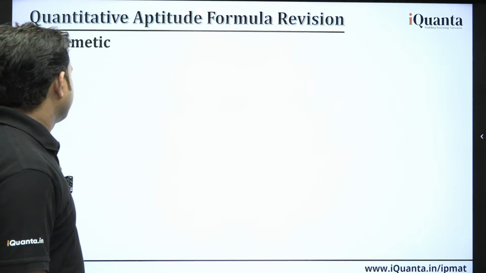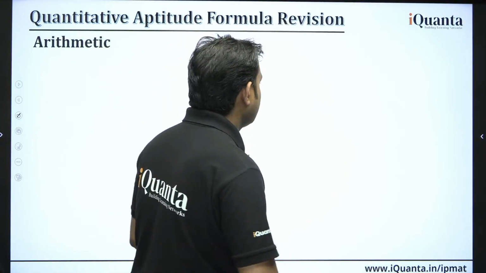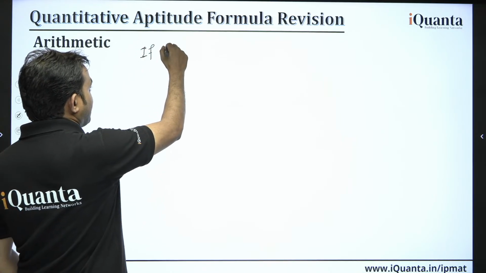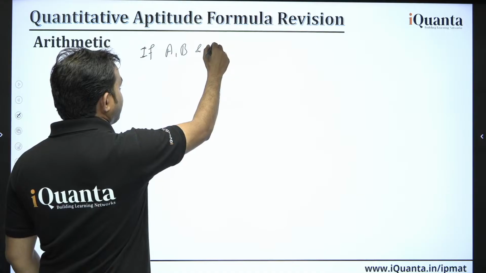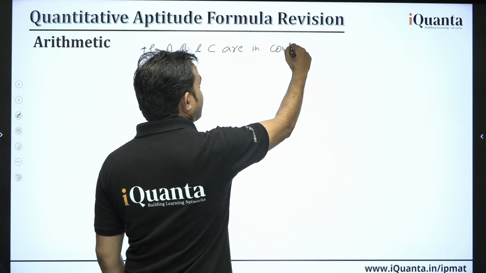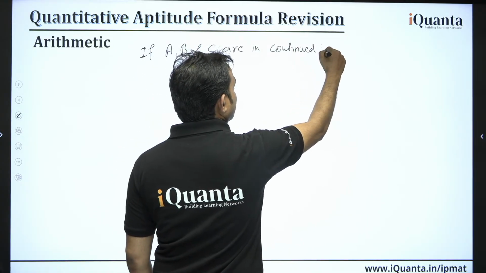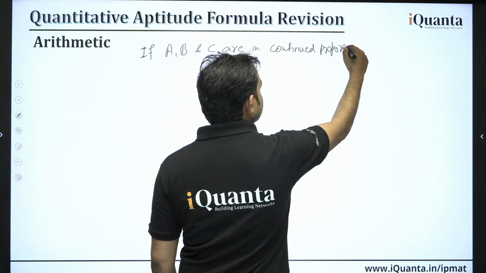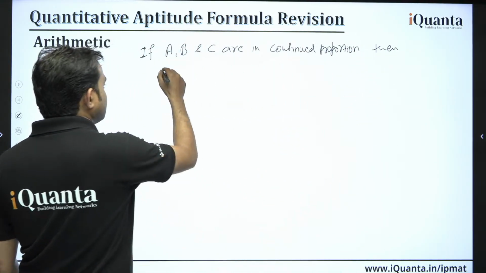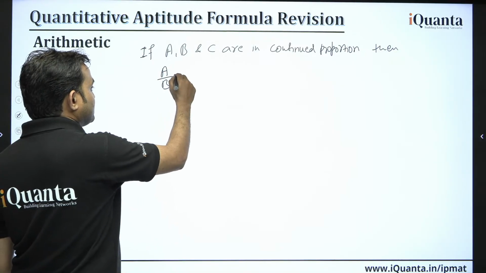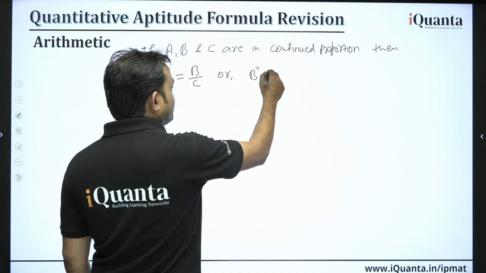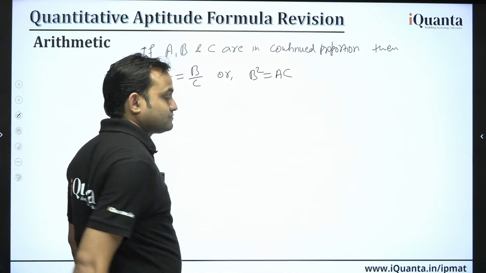Then comes the proportion concept. What is the proportion concept? That if A, B and C are in continued proportion, then we say that A by B is equal to B by C, or we say that B square is equal to AC.